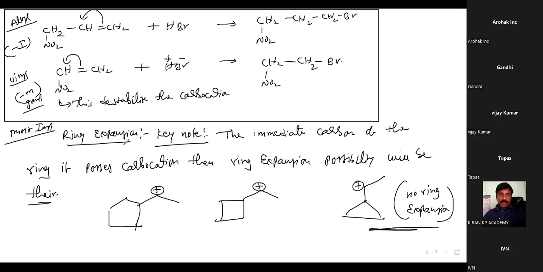So first, please make sure of this key point: if the immediate carbon of the ring possesses a carbocation, then ring expansion takes place in electrophilic addition reactions. Now let us go for the electrophilic addition reactions. Ring expansion cases, equations. Let us look at a question.